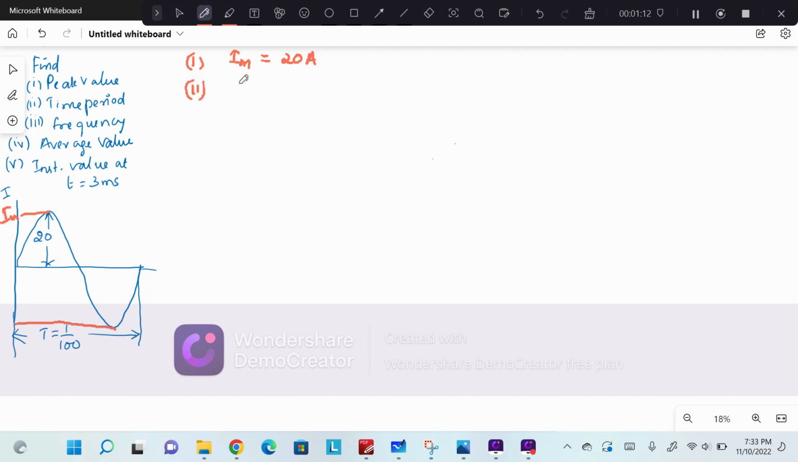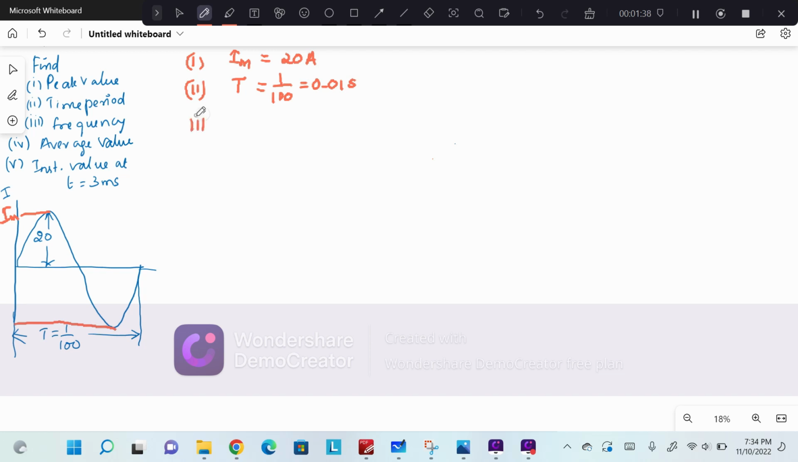Then the time period. Time period is also given, T. Time period is the time taken by the alternating quantity to complete one cycle. So that is given as 1/100th of a second. That means it is 0.01 second. That is the time period for completing one cycle.